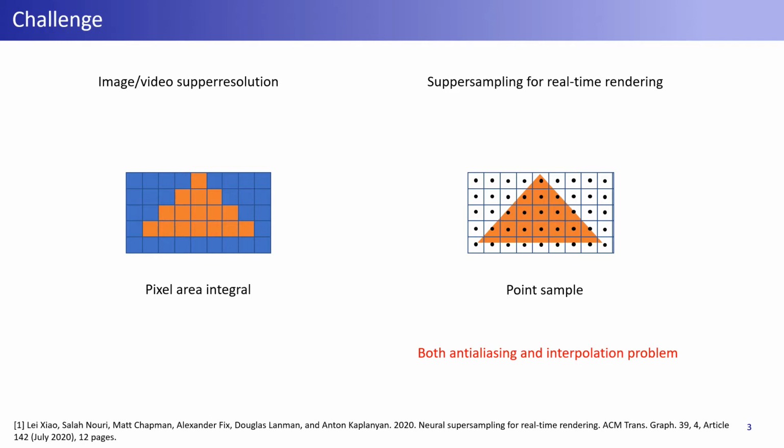Supersampling concept comes from the super resolution problem in the computer vision field, but there's a main difference between them. In computer vision, a photorealistic image consists of pixel area integrals. But in real-time rendering, the result only consists of point samples, so that means the results are very noisy. So in this context, we need to deal with both anti-aliasing and interpolation problems.